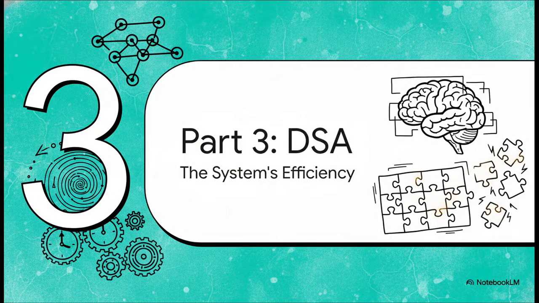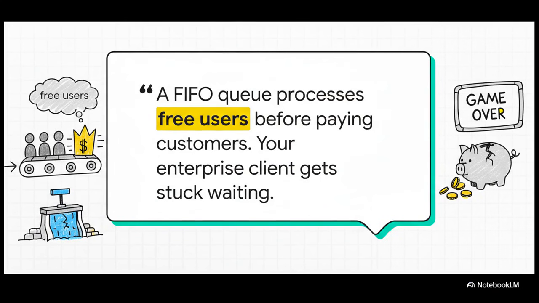All right, last piece of the puzzle. Data structures and algorithms. DSA. If HLD is the skeleton and LLD is the muscle, this is the brain. This is the efficiency layer that separates a reliable system from, well, a chaotic mess. Let me just paint you a picture that happens all the time. A free user starts spamming your API with 1,000 requests. Right after, your biggest enterprise client, the one paying you 10 grand a month, sends one important request.